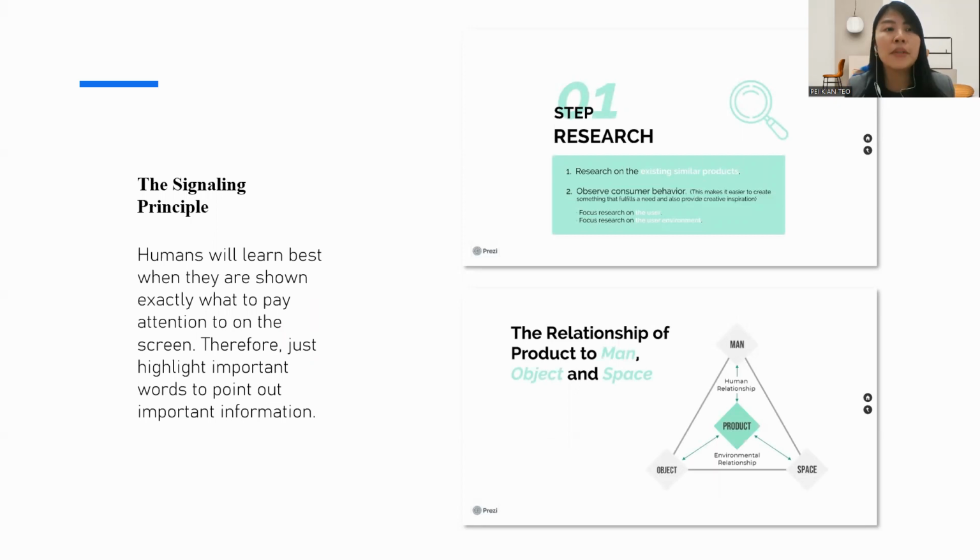And the second principle is the signaling principle. In the prototypes, the 2 pictures show that humans learn best when they are shown exactly what to pay attention to on the screen. Therefore, we just highlight important words to point out the important information. For example, the relationship of product to man, object, and space. And then we bring out the figures, like a graph or anything, so that people can get the meaning faster.